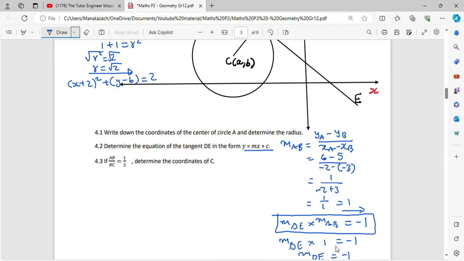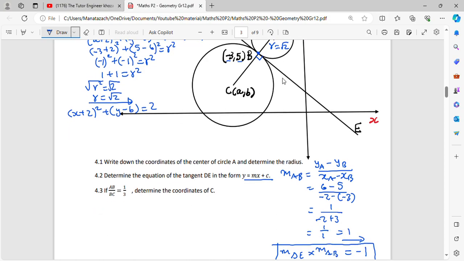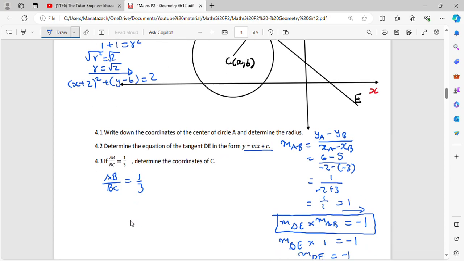Now let's go to 4.3. Determine the coordinates of c if AB divided by BC is equal to 1 over 3. Remember, AB is a radius for circle A, which we have already established as root 2. Now let's write this. We're given AB divided by BC is 1 over 3. So we know that AB is root 2.